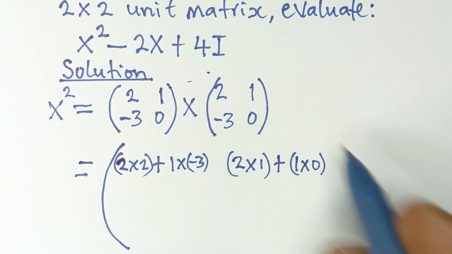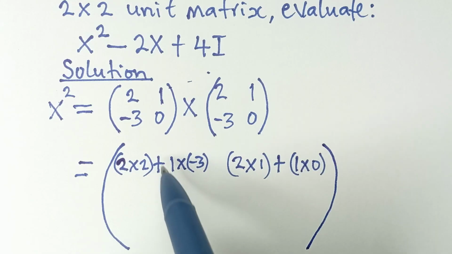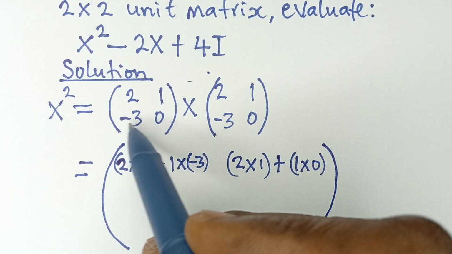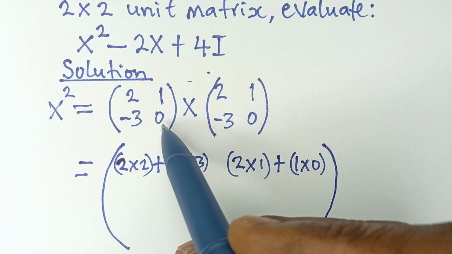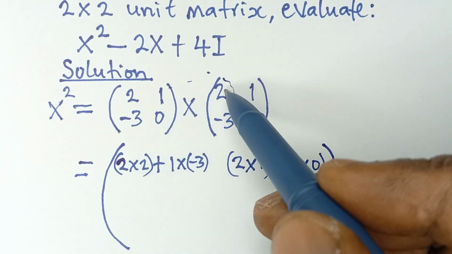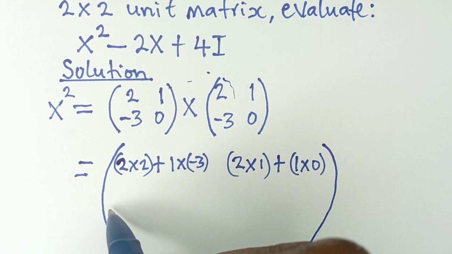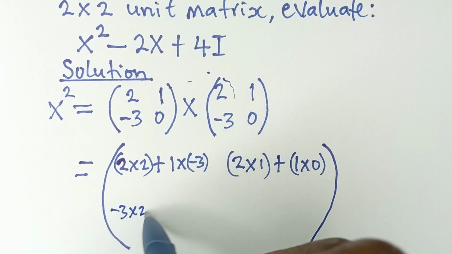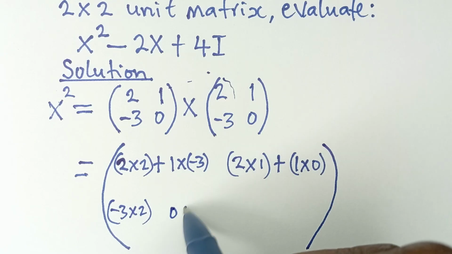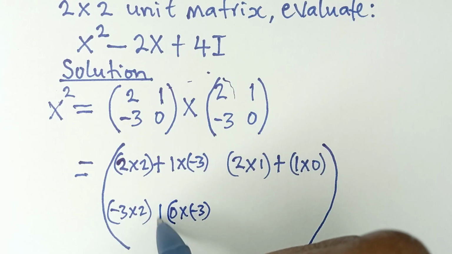Now coming down to the values down here, let me cover the matrix like this. The values that will be down here are going to come from this negative 3 and 0, which is the row that we have here, and it will also come down this column. So this negative 3 will multiply 2, and this 0 will come down here to multiply negative 3. So I have negative 3 multiplying 2, and then 0 multiplied by negative 3. Don't forget to add them up.